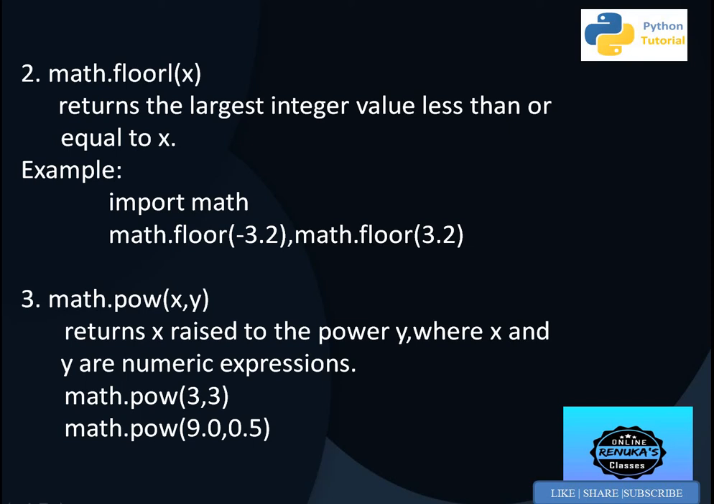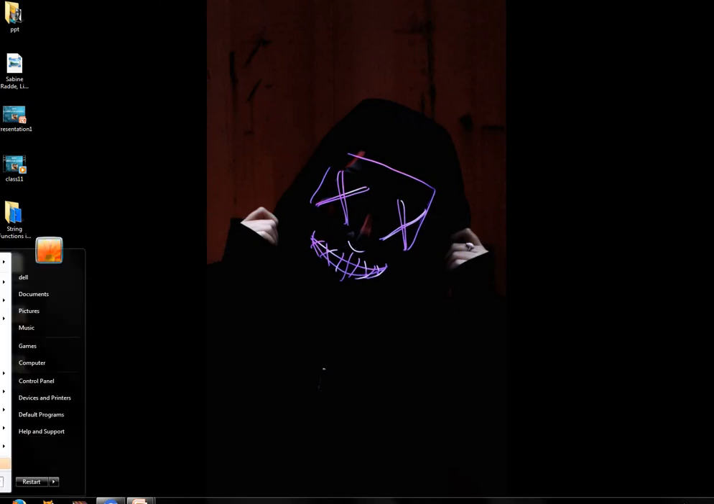Next is floor. It returns the lower part, the less than value. So if we say floor 3.2, 3.2 lies between 3 and 4, and it will return the least value, that is 3. So this is how floor and ceil work. Then comes pow, which returns x raised to the power y. So if we say 3 raised to the power 3, it will return 27. We can see how these three functions work in Python.